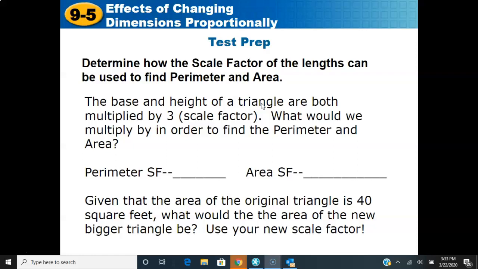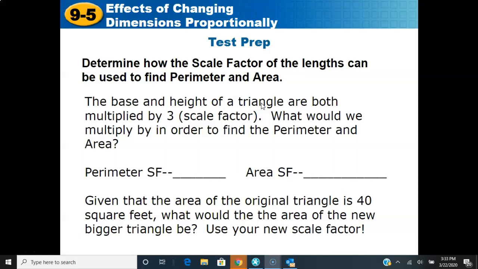At this point, I want you to pause your video. We're going to see the answers in just a little bit, but I want you to try this problem based on what you looked at in the presentation. Again, we've got a triangle, and we're changing the base and the height, making them 3 times bigger. What effect does that have on the perimeter and the area? You should have already gone through the presentation and looked at any practice problems you want, and this is getting you ready for us to assess it.